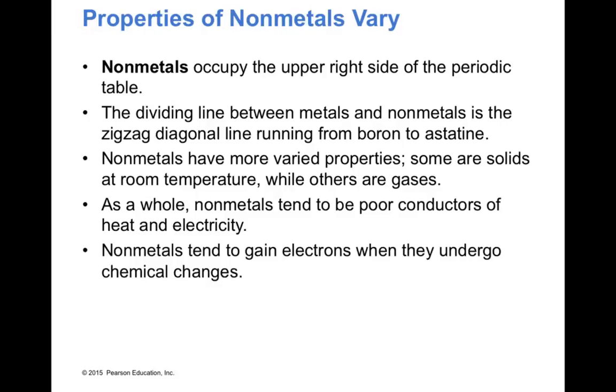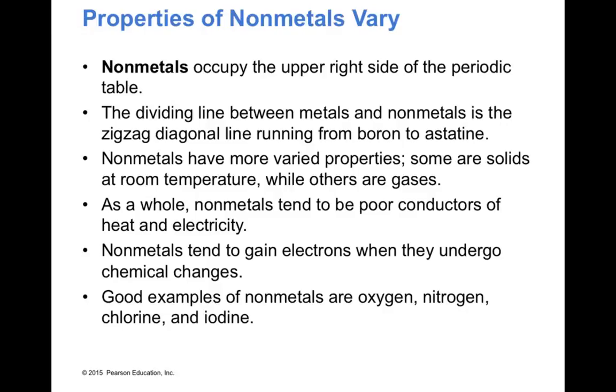The nonmetals tend to gain electrons when they undergo chemical changes. So the metals will lose electrons in a chemical change. The nonmetals will gain electrons if they undergo a chemical change. Good examples of nonmetals are oxygen, nitrogen, chlorine, and iodine.